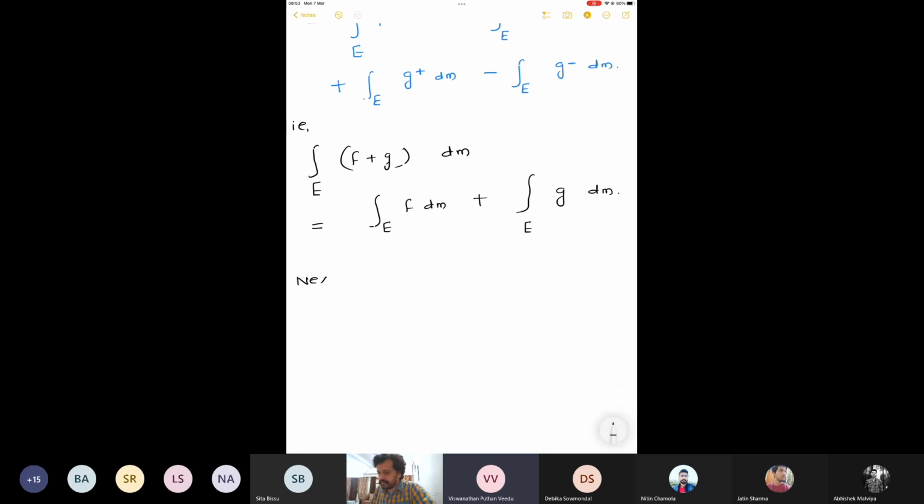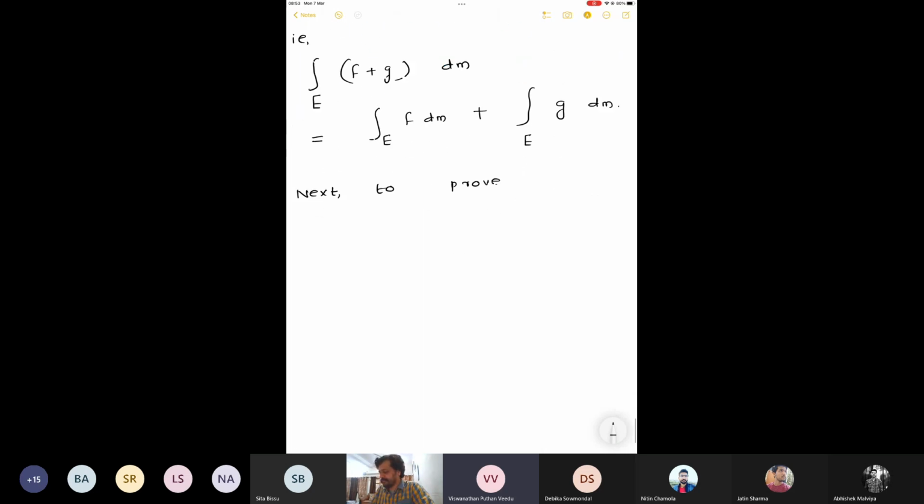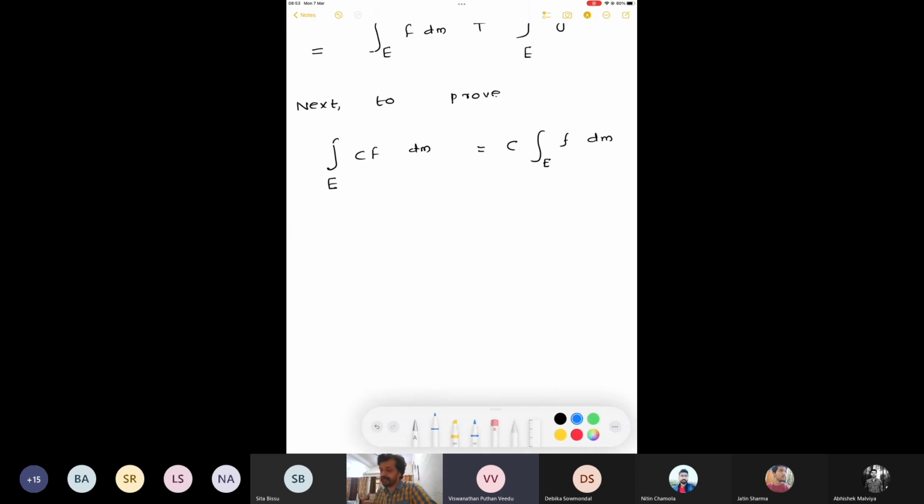Next we prove that the integral over E of cf dm is equal to c times the integral over E of f dm. We want to convert this into what we proved for non-negative functions. But for non-negative functions, you can take only c to be positive. c greater than 0 only we proved. Okay. So what you do is the following.